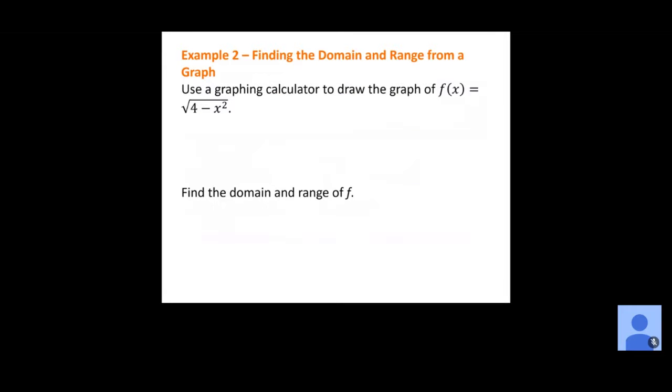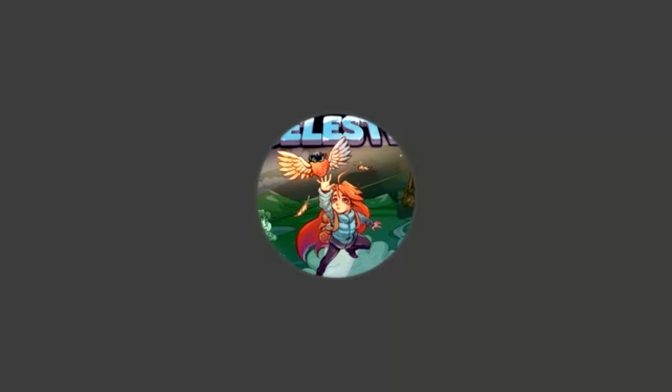All right, so now we're going to use a graphing calculator to sketch our graph of square root of 4 minus x squared. Now, I'm actually going to use Desmos to do this, right? And then we'll actually look at the graph together. I'm going to switch over to my Desmos graph now.